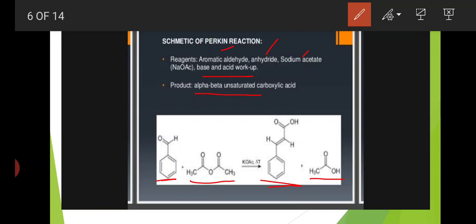Okay, this is the alpha beta unsaturated carboxylic acid. This is the carboxylic acid functional group, and this is the alpha carbon and this is the beta carbon. Okay, so an alpha beta unsaturated carboxylic acid is formed. This is cinnamic acid. Benzaldehyde reacts with acetic anhydride in the presence of base, that is sodium acetate, and forms cinnamic acid plus acetic acid. Okay, this is an example for Perkin's reaction.